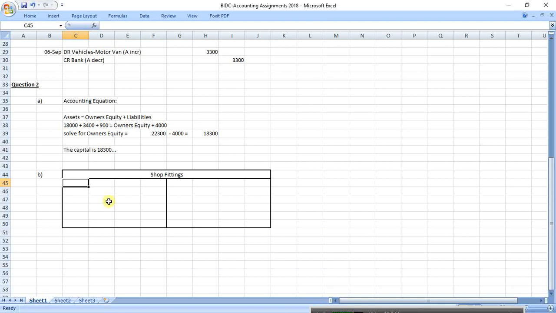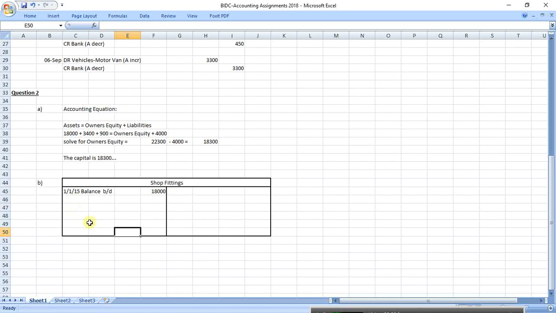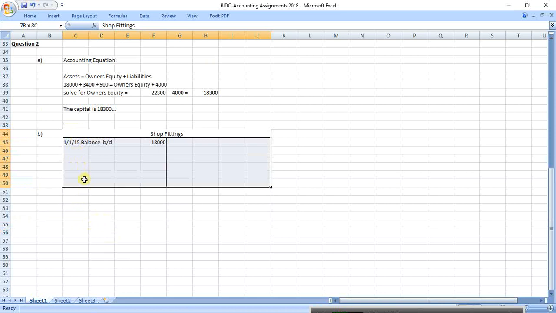Opened on the 1st of January 2015. So, 1/1/15, balance brought down 18,000 for shop fittings. Okay, like that. Yeah, perfect. You know how to do it. That's great. And then cash at the bank.